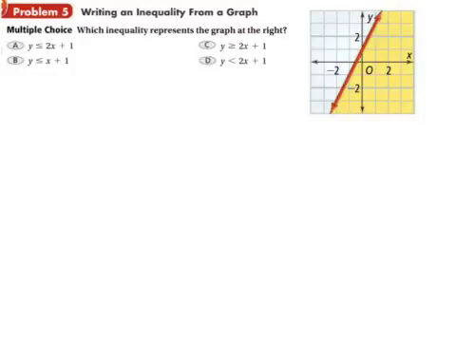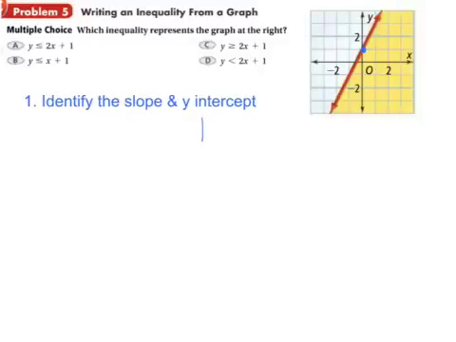This is problem 5, writing an inequality from a graph. Which inequality represents the graph at the right? Step 1 is to identify the slope and the y-intercept of the line. The line at the left crosses the y-axis at positive 1. The slope goes up 1, 2, and then over 1. So the slope of this line would be 2 over 1, or 2.